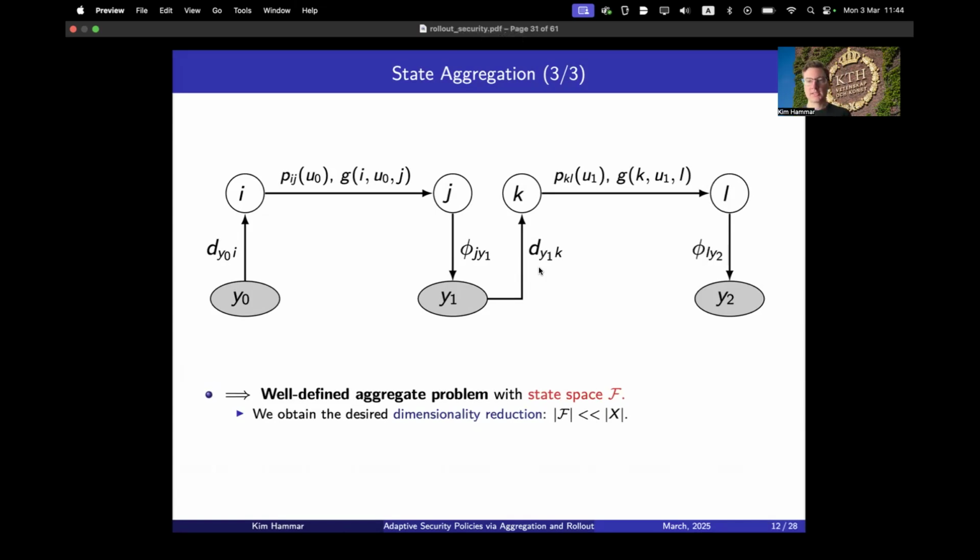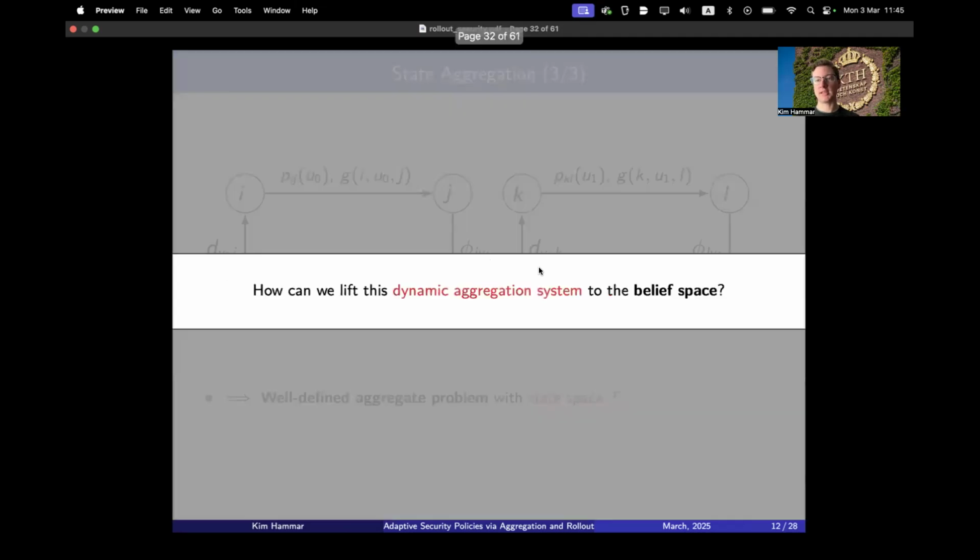And one can show that this aggregate problem has a well-defined Bellman equation, and it can be solved using dynamic programming. However, to solve this problem, we need to be able to observe the features. And that is typically not possible in a POMDP. So now the next or final step of the aggregation is to lift this whole structure to the belief space instead.